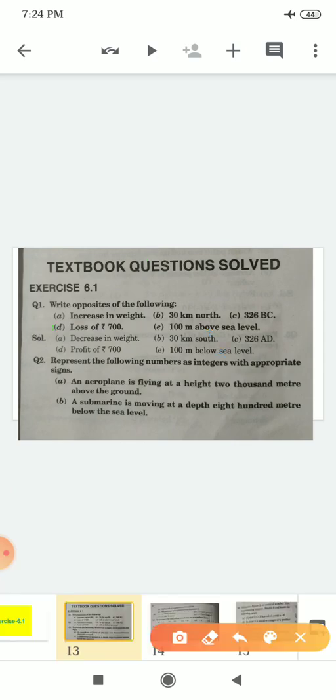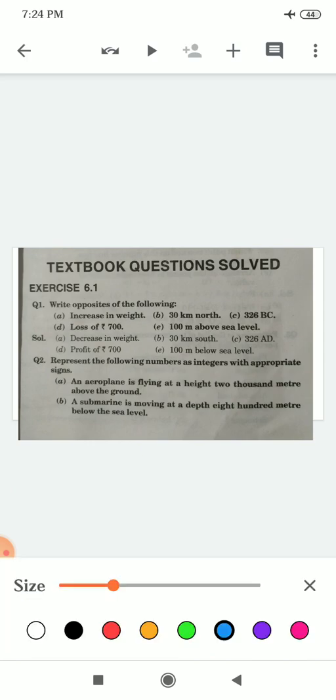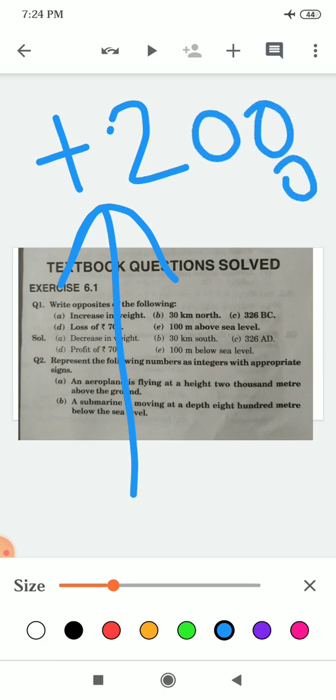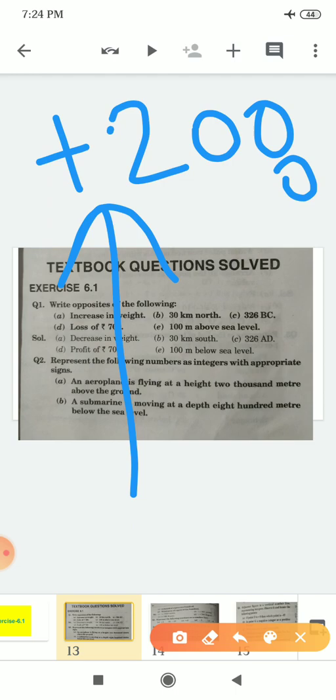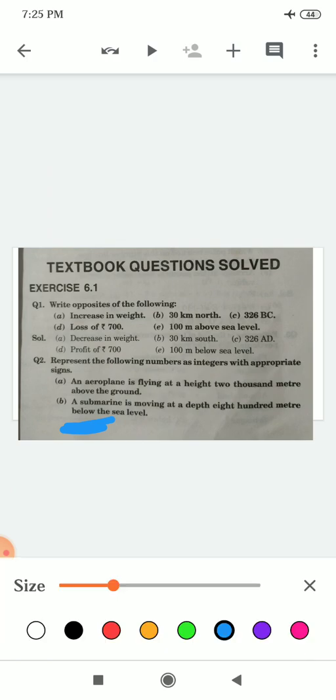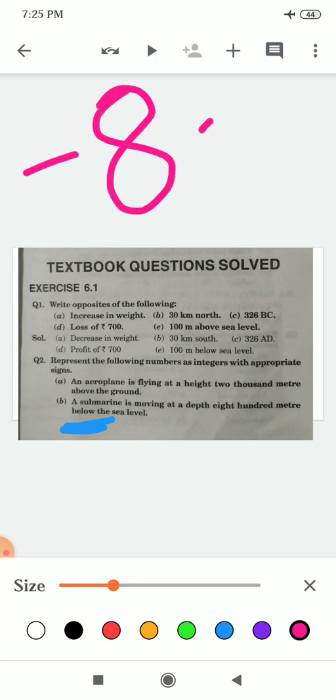We have question number 2: represent the following numbers as integers with appropriate signs. The sign you have to put. It is given, an aeroplane is flying at a height of 2000 meter above the ground. It is saying above, so it will be plus 2000, because for above we put the plus sign. A submarine is moving at a depth of 800 meter below the sea level. If we have below, I have already discussed that it will be minus. Below will be termed as minus. So it is minus 800.